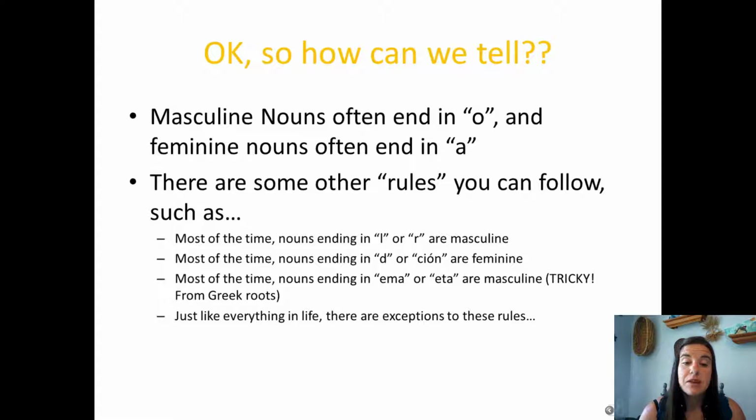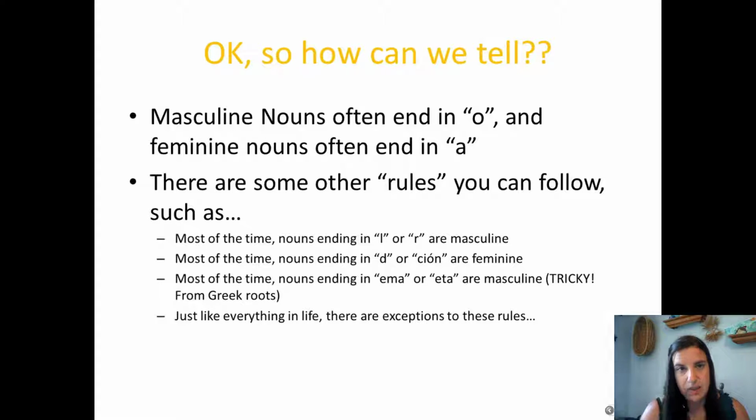Most of the time, nouns ending in ema or eta are masculine, and that's kind of tricky because if you notice, ema and eta both end in A, and that was something I just told you. Usually those are feminine nouns. So let me just say that the reason for those is because they're from the Greek roots, like sistema, the system, is el sistema, or el planeta, the planet, is masculine also.